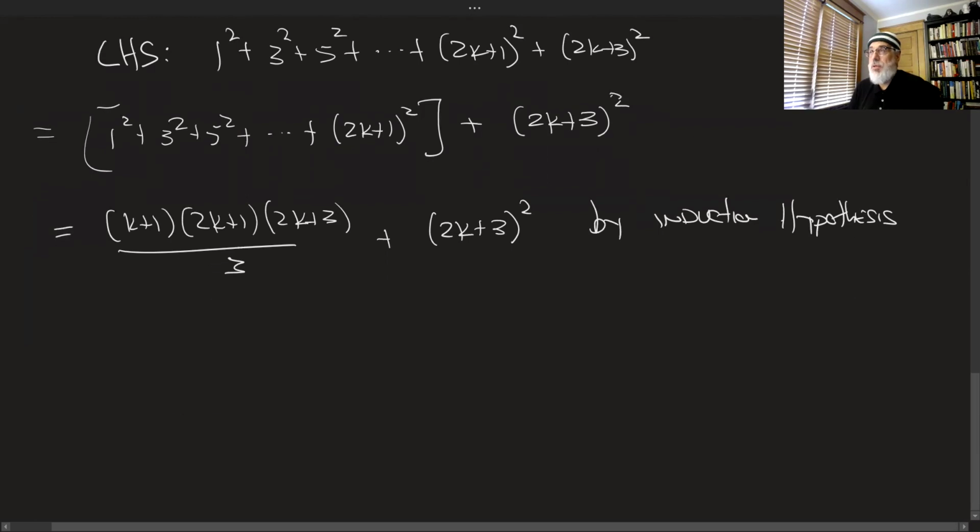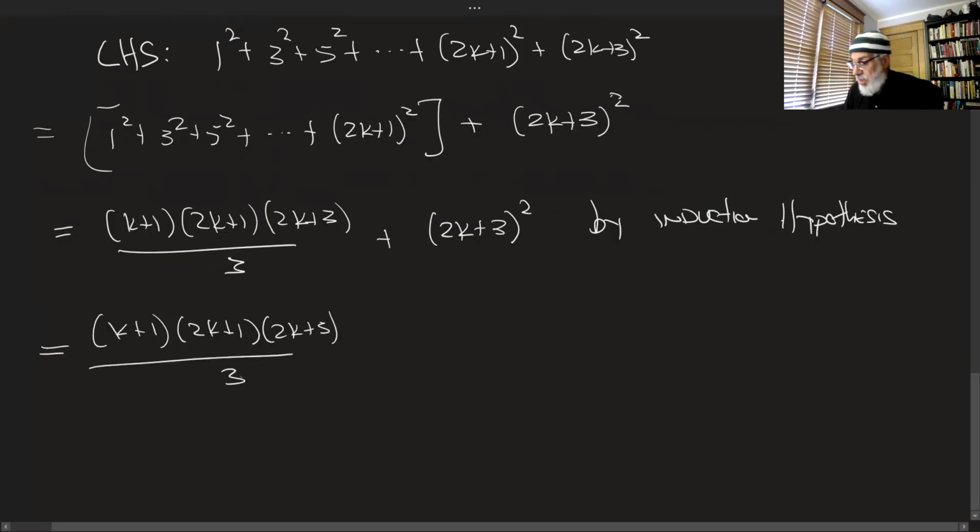The first thing we want to do is add this. So if I add these two terms, that means I have to get a common denominator. So that means that I'm going to be multiplying the second term here so that we have a 3. So we're multiplying the top and bottom by 3.